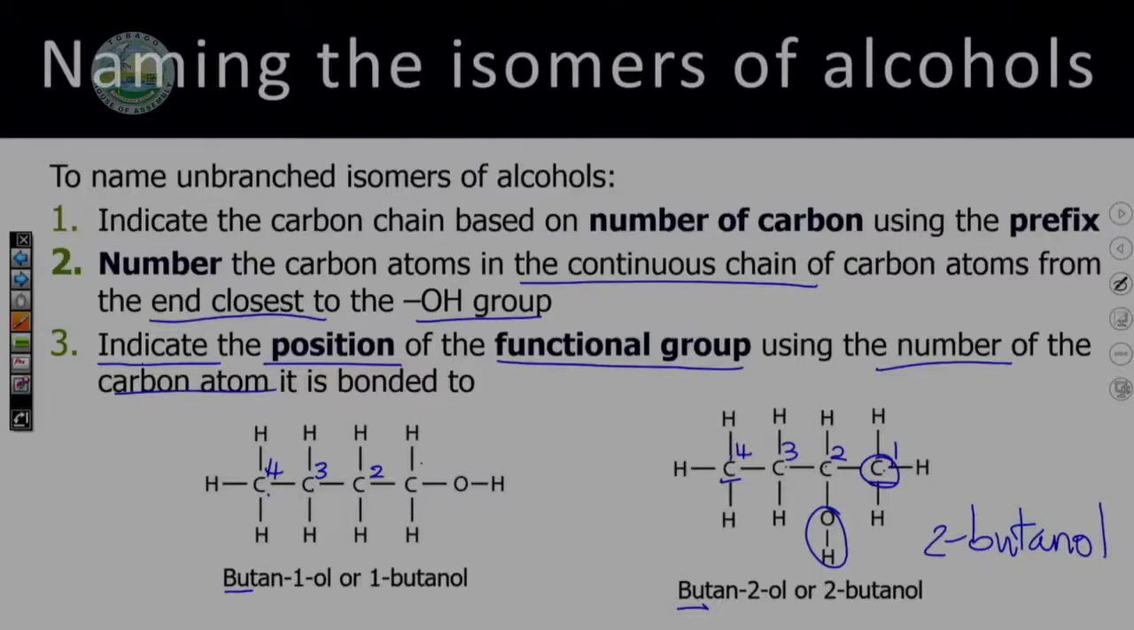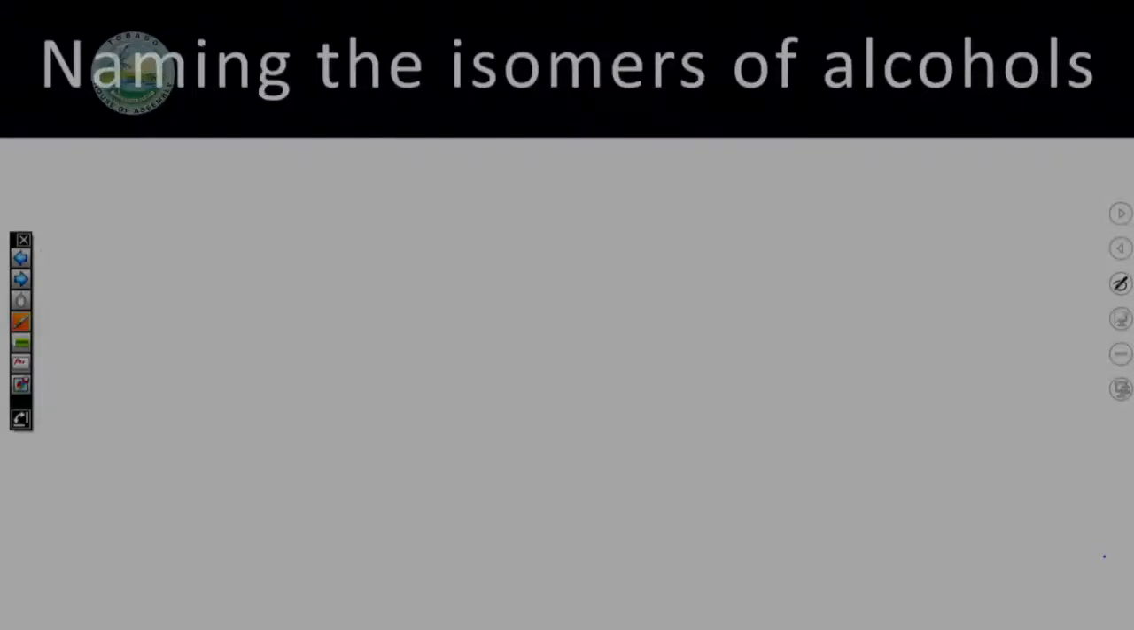All right. So always remember when we are naming, we separate the numbers by the hyphen from the name. So that's how we normally do it. These are the standards that we will follow. All right, so let's press ahead. So we're looking at naming the isomers of alcohols.